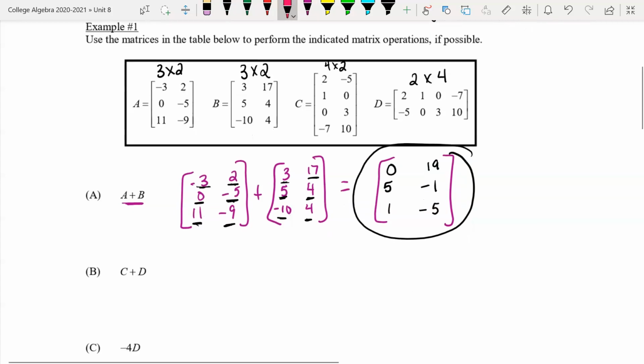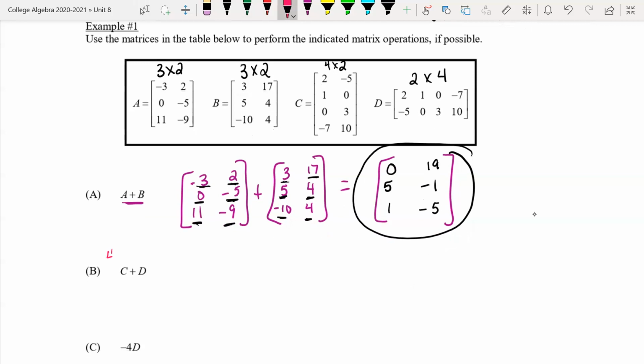And again, in order to add them, they have to have the exact same dimensions. So if you notice, 4 by 2 is C, and then a 2 by 4 is D. Those are not the same dimension or order, whatever you want to call it. So this is not possible. And that's what you would write: not possible. And I think on Hawks, there's a button to select.